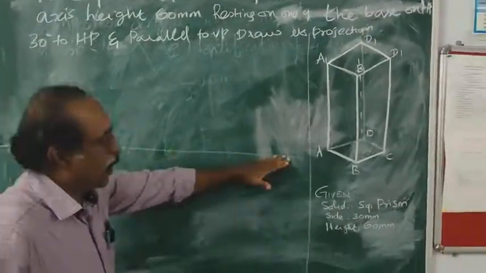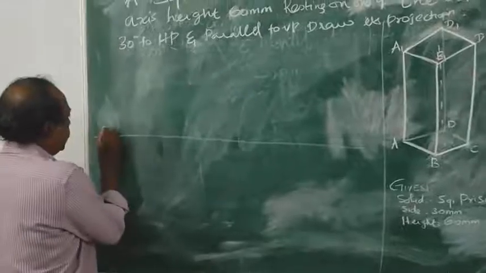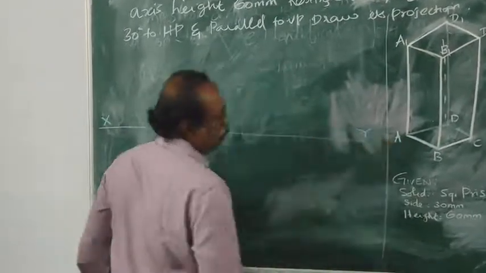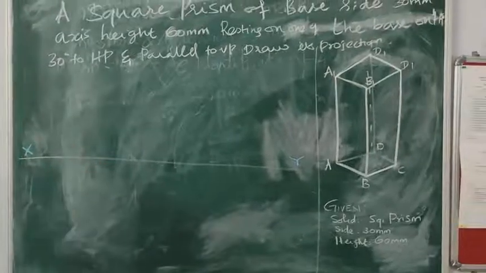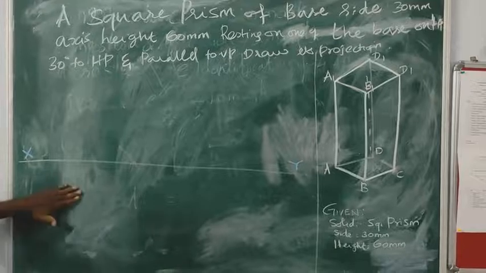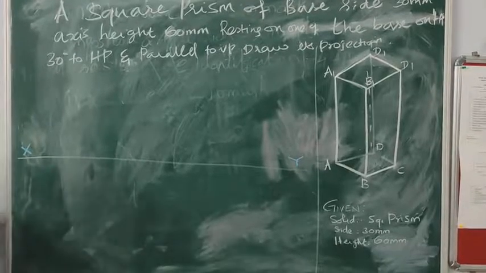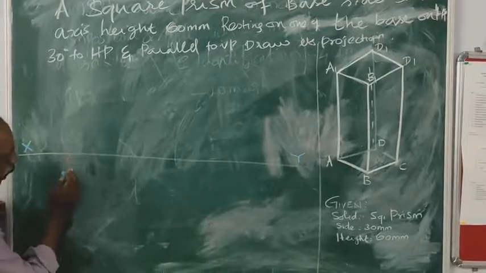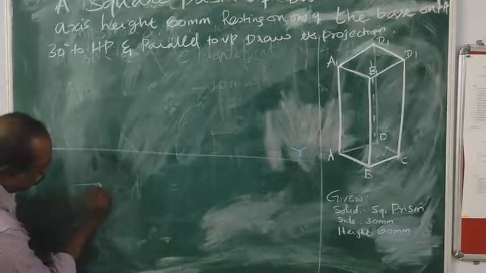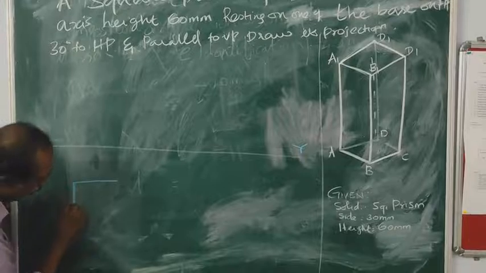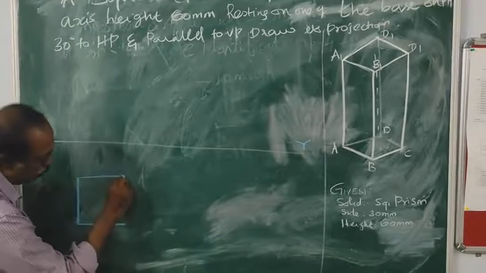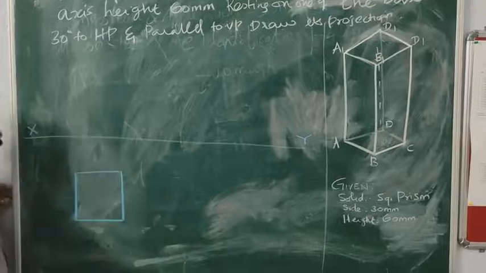Draw the XY line using a 2H pencil. Write X and Y, using an HP pencil. Then we have to draw the top view. Keep some distance, at least 20 mm, from the XY reference line. Draw the square using an HP pencil. This is a square.